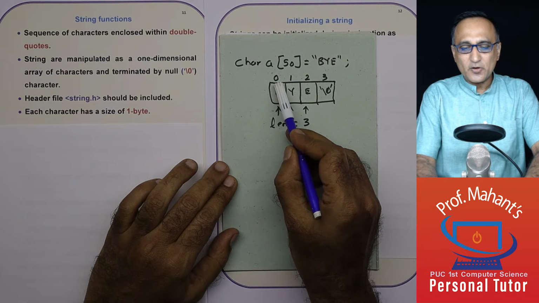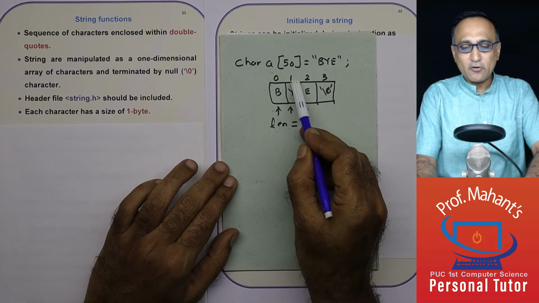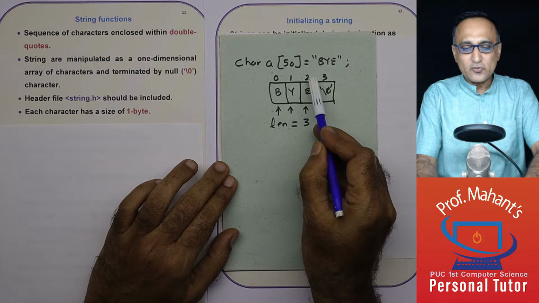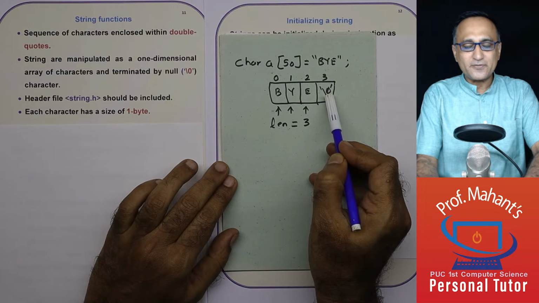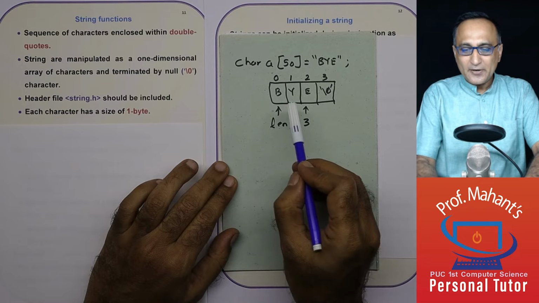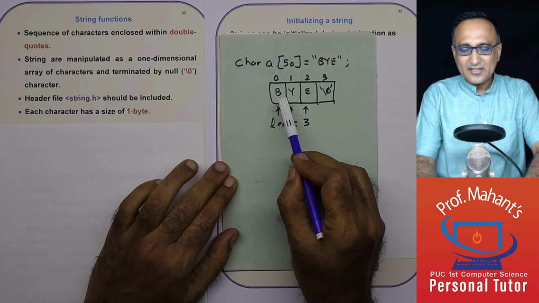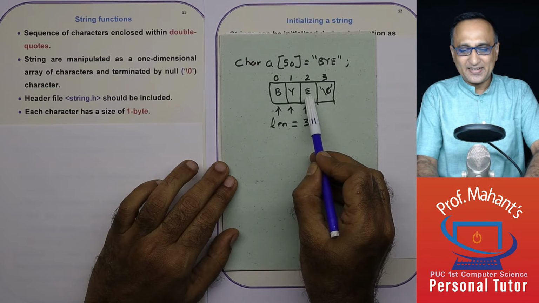B is at array location 0. If you say A of 0, it will print B. A of 1, it will print Y. If you say A of 2, it will print E. Don't try to print A of 3 because null is a non-printable character. Now, the length of A is 3, because it contains 3 characters.